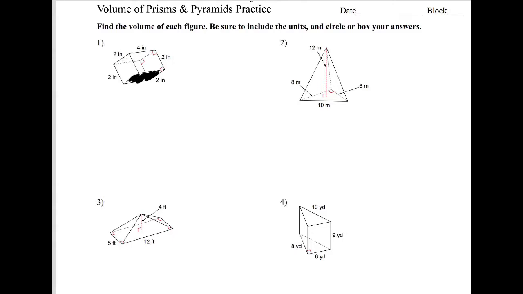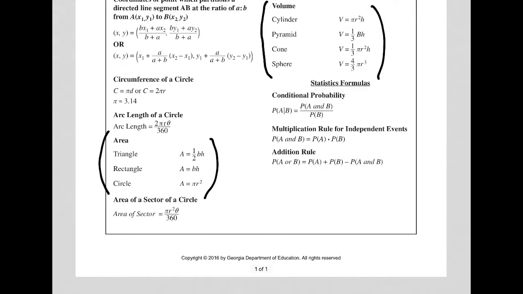So the first step, remember, is identifying what kind of figure you have. We have a prism. So remember the volume formula for a prism, which I wrote on the other page, is volume equals big B times H. Now that is the only formula that's not on the formula sheet.